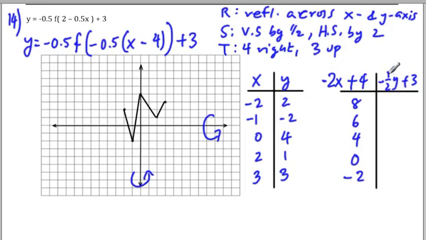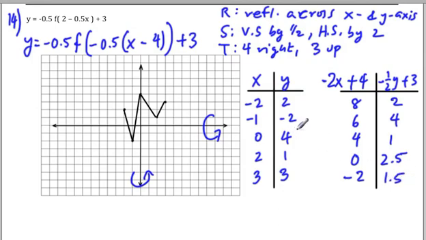So now let's do the y's. 2 times negative half is negative 1. Negative 1 plus 3 is 2. Negative 2 times negative half is positive 1. 1 plus 3 is 4. 4 times negative half is negative 2. Negative 2 plus 3 is 1. 1 times negative half is negative half. Negative half plus 3 is 2.5. And finally, 3 times negative half is negative 1.5. Negative 1.5 plus 3 is simply 1.5.